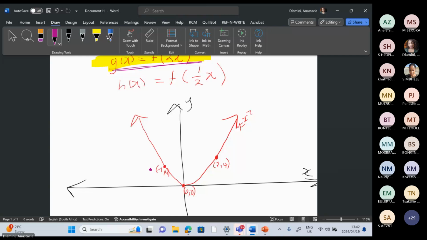Yes, ma'am. And then another one will be here? What would be this point? 4 and 4. And this point will be what? 0 and 0. Okay, I'm drawing this. The origin remains. We're drawing it, ma'am. I'm going to my notes.